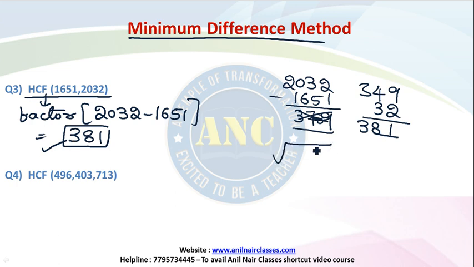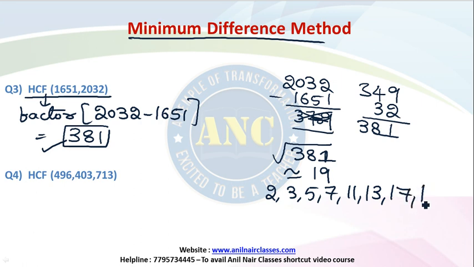Suppose for example root of 381. Approximately, it is resulting in closer to 19. 19 square is 361. 2, 3, 5, 7, 11, 13, 17, 19. Check if any of these divides. 381, sum of the digits is divisible by 3. So it is divisible by 3. So it is 3 into 127.